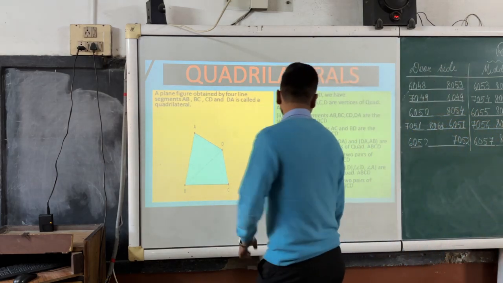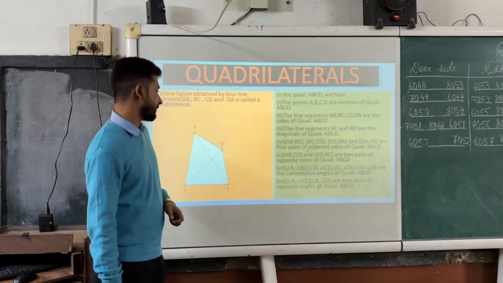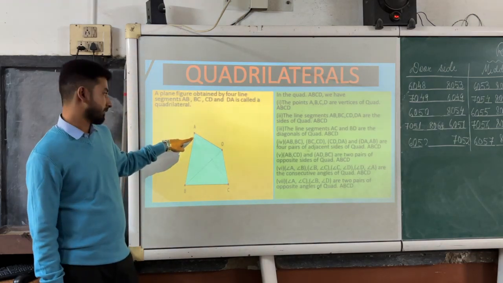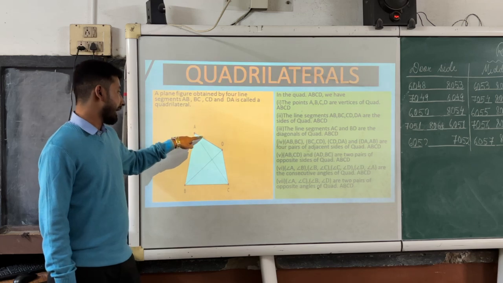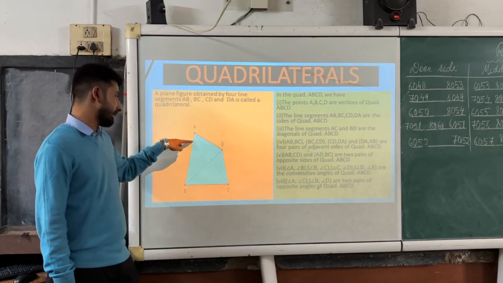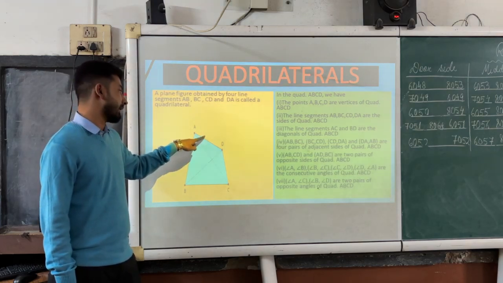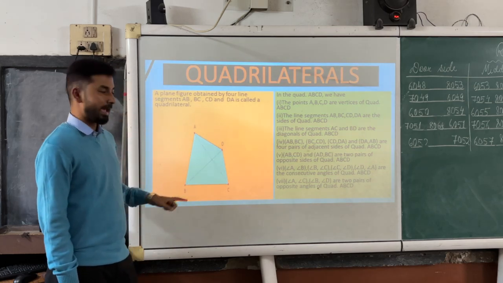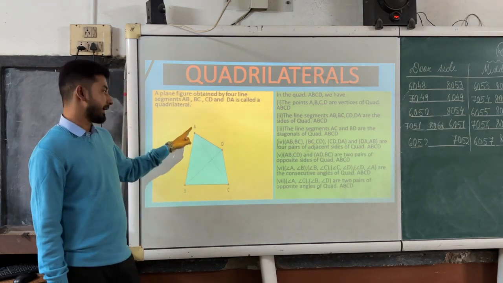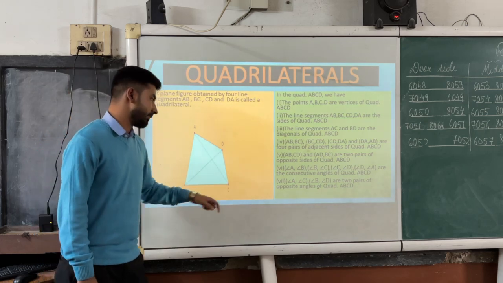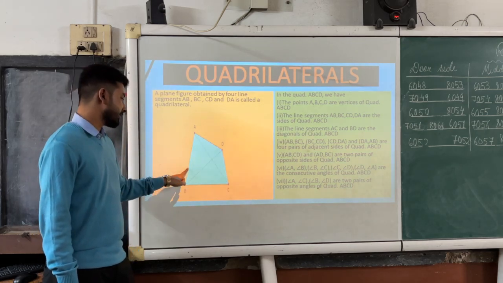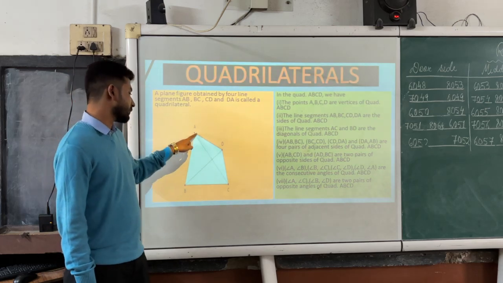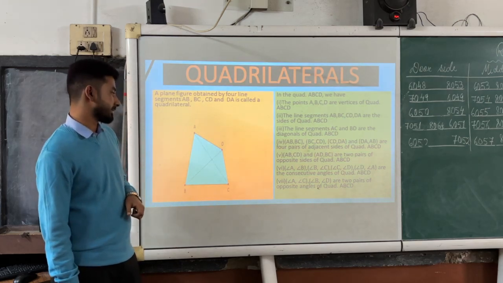Now, what do we mean by the adjacent angles or the consecutive angles? Angles which share a common arm. Now, what do we mean by the arms? This is angle A. Angle A has two arms, AD arm and AB arm. Angle B has two arms, AB arm and the BC arm. These two angles share a common arm, which is AB. So these two angles are called the adjacent angles.